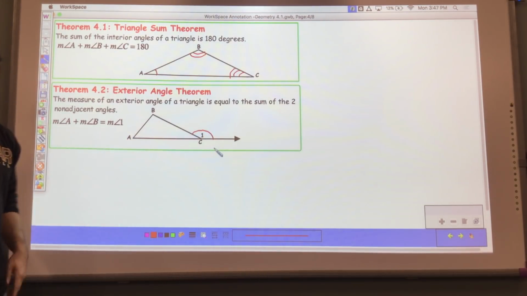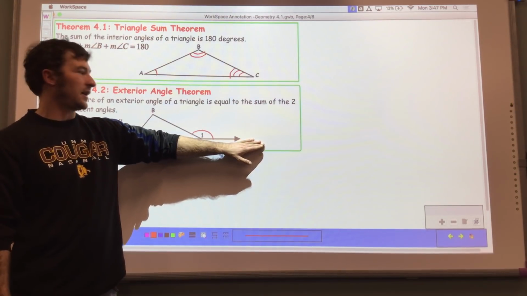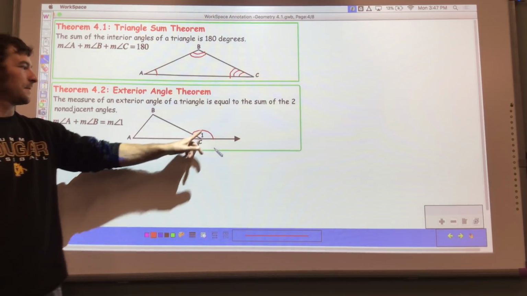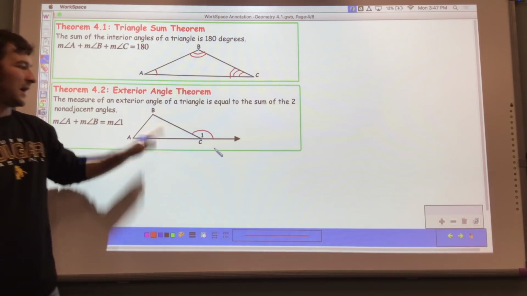Exterior angle is always made when you extend one of those lines. So we say this angle is exterior. It's going to be equal to these two added up.